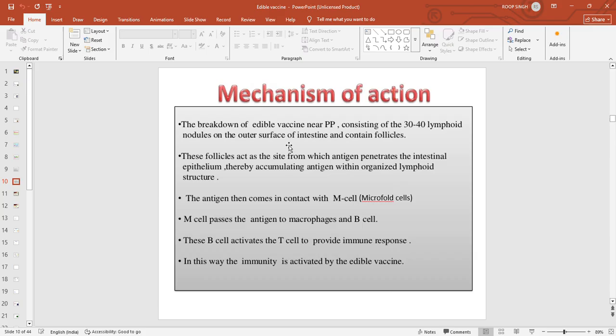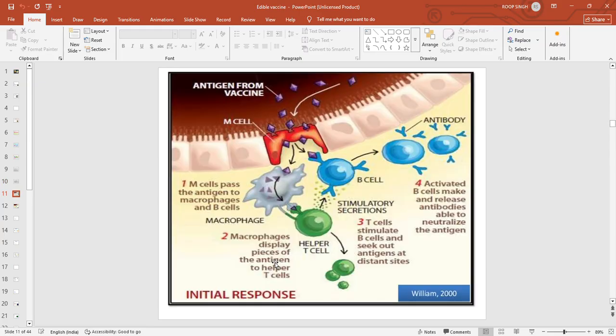The breakdown of the edible vaccine occurs near Peyer's patches, consisting of 30 to 40 lymphoid nodules on the outer surface of the intestine, which contain follicles. These follicles act as the site from which antigen penetrates the intestinal epithelium, thereby accumulating antigen within organized lymphoid structures. After that, the antigen comes in contact with M cells, called microfold cells. The M cell passes the antigen to macrophages and B cells. Then these B cells activate the T cell to provide an immune response. In this way, the immunity is activated by the edible vaccine. So this is the mechanism of its action. Peyer's patches play a very important role here.